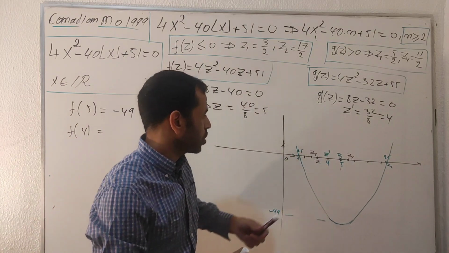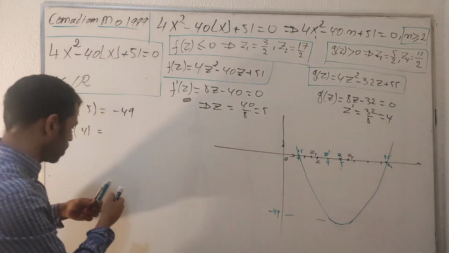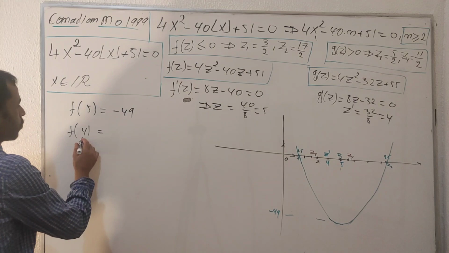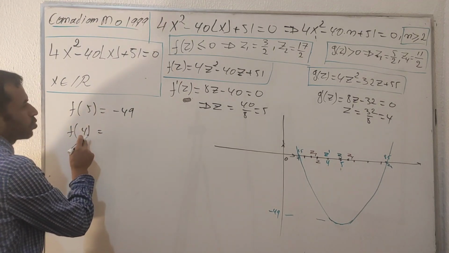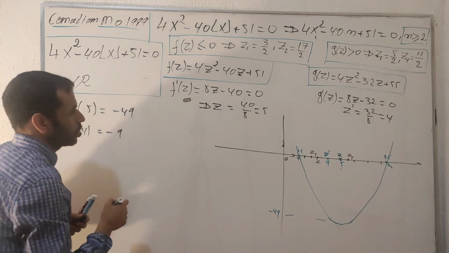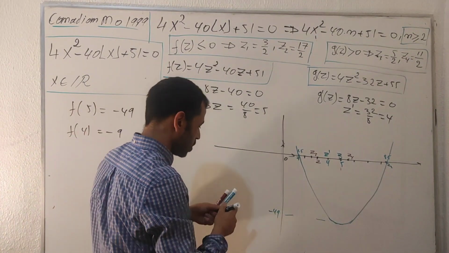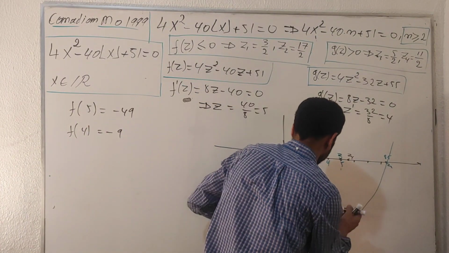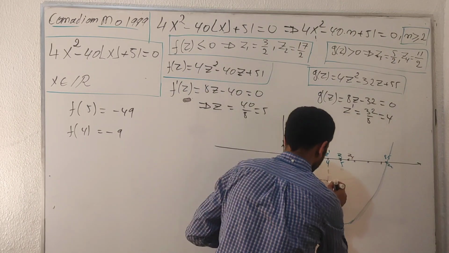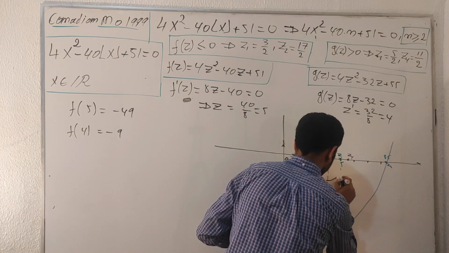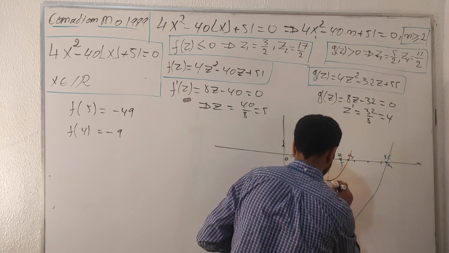For the second function, I get a critical point at number 4. So the output of this one is giving us minus 9. If we calculate this one, it is giving us minus 9. Minus 9 will be around this area. That's the general picture of this one. This one is going to pass through these points.